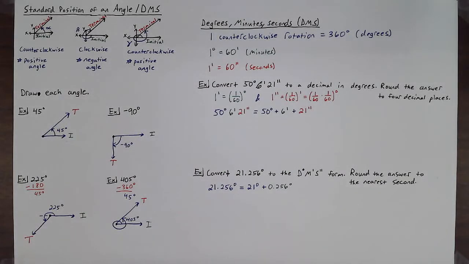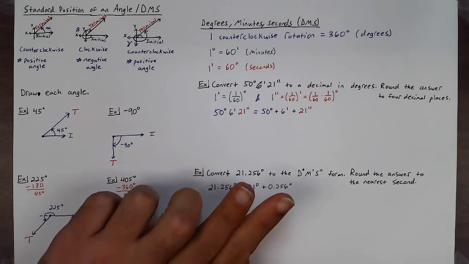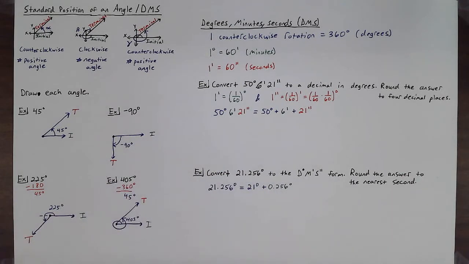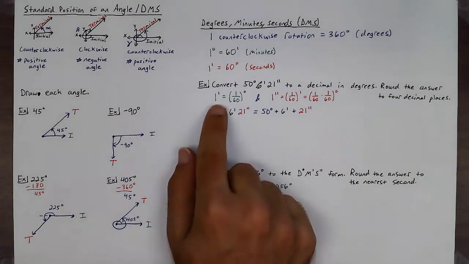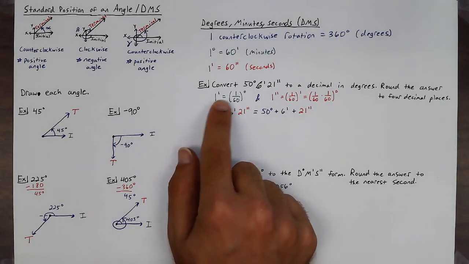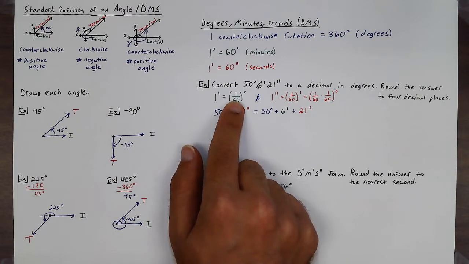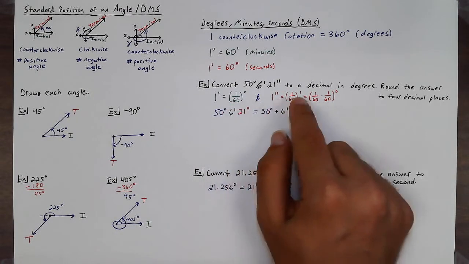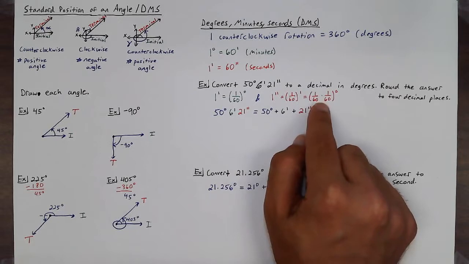Now, 1 degree can be broken up into 60 minutes. So imagine a tiny degree being split up into many different parts. And then each of those small parts, each of those minutes, can be broken up into 60 seconds. So 1 minute is a 60th of a degree, while 1 second is a 60th of a minute, which is a 60th of a 60th of a degree.